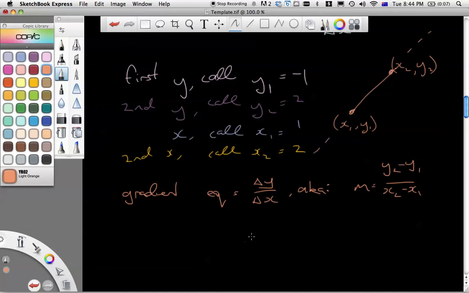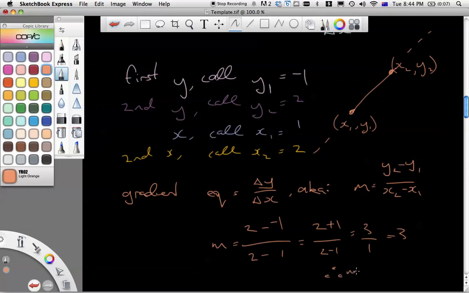So in this case we've got m equals y2, 2 minus -1, over x2, which is 2, minus x1, which is 1. 2 minus -1 is 2 plus 1. I think of this as the second minus flipping around and turning that into a plus, and we've still got 2 minus 1 here. So we just end up with 3 over 1 equals 3.